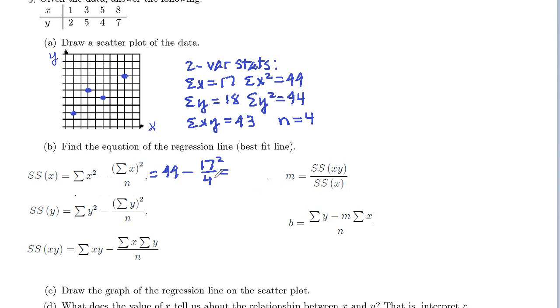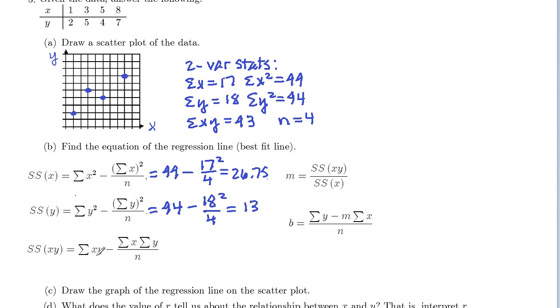And if you enter that into the calculator, you will get 26.75. Sum of squares of y, so we take the sum of the y squared values, that's 94, minus the sum of the y's squared over n, that's 18. So 18 squared over 4. We enter this in, and we will get 13.